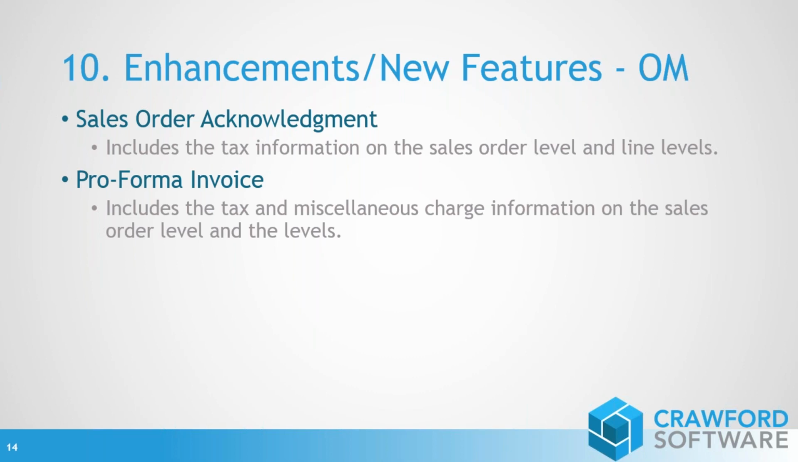The same thing on the pro forma invoice. If you're using pro formas, you typically know that you're sending those out, giving information for what the expense points are for what's going out the door. They now include on that pro forma the tax and miscellaneous charge information, again both on the sales order level and the line levels. That's a feature that is very beneficial because now maybe your freight forwarders and things like that have the information that's going to help them as they move forward.